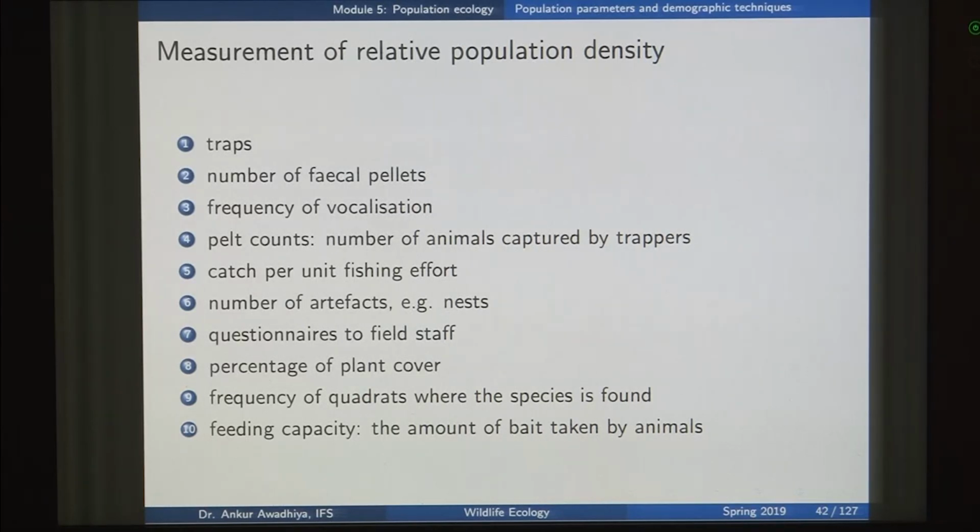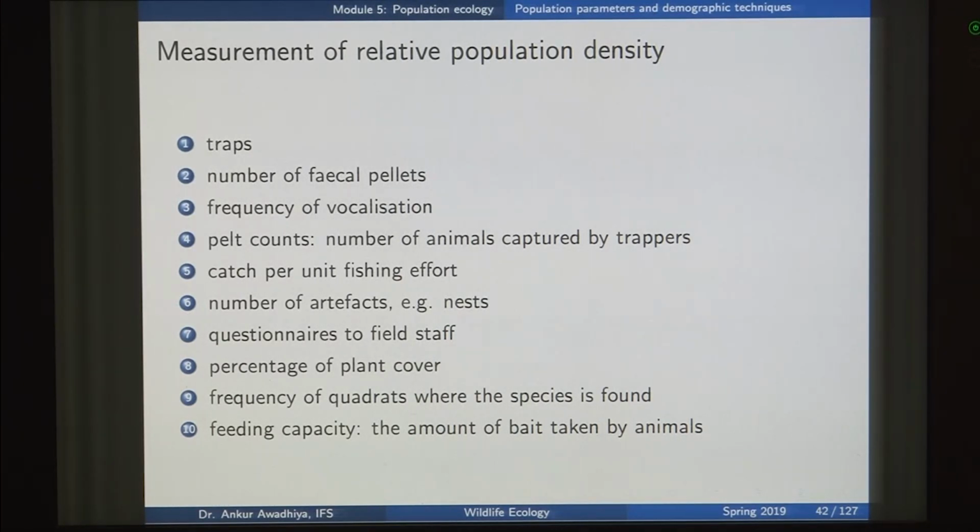So, the area that has 1000 calls of tiger has probably many more tigers as compared to the area that has 10 calls of tigers. Or things such as pelt counts or the skin counts that are used by trappers, or catch per unit fishing effort. So, you put a net in one pond and you are able to catch 10 fishes. You put the same net in another pond and in the same time period you are able to catch say 70 fishes. So, the 70-fish pond has more fishes. So, these are the ways in which we are able to estimate the relative population density.